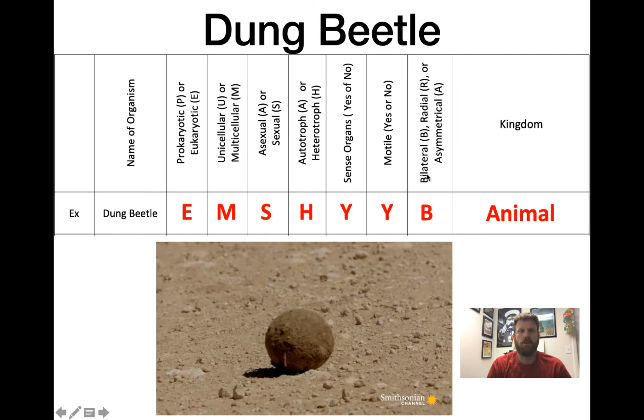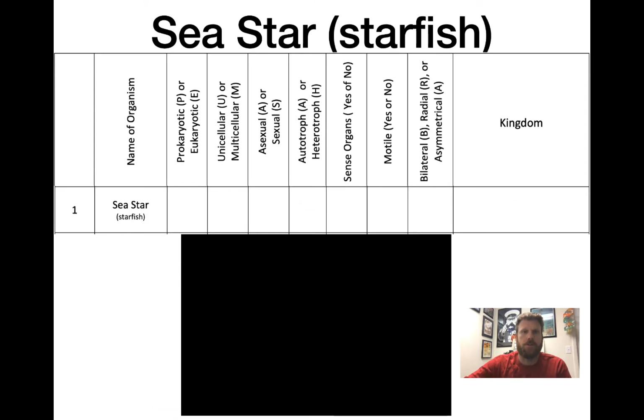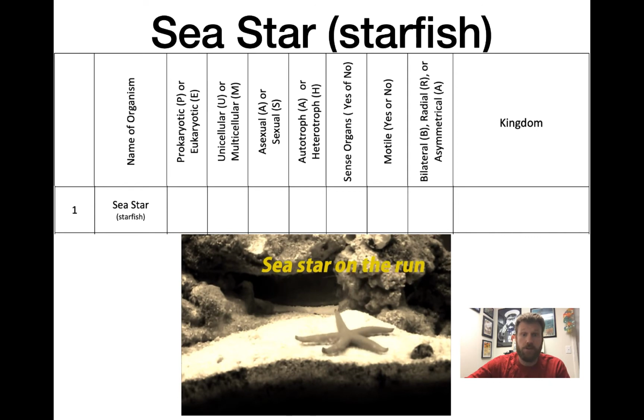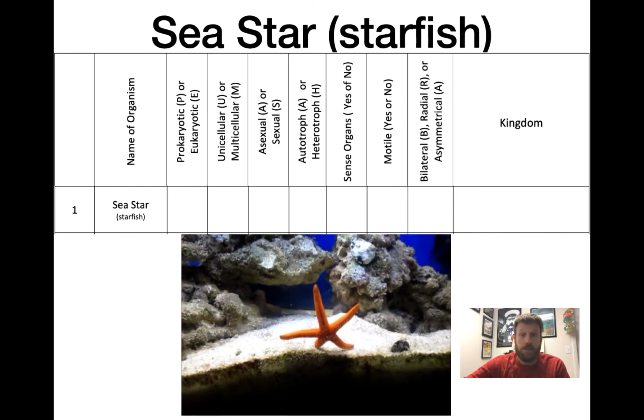Let's go ahead and take a look at the rest of the organisms on the classification activity. If you happen to get any of the classifications wrong, make sure you change your answers. So let's start with the sea star, which is the new name for a starfish. Sea stars do have a nucleus in the cells, so they are eukaryotic.